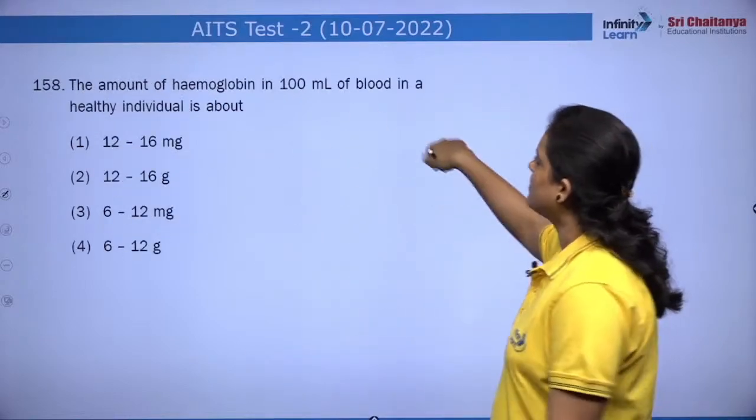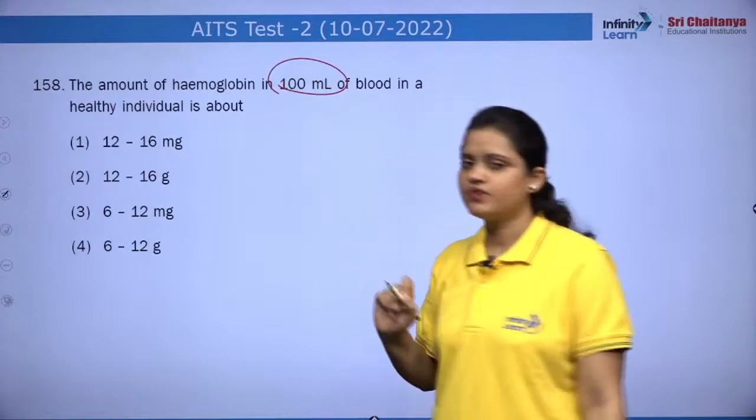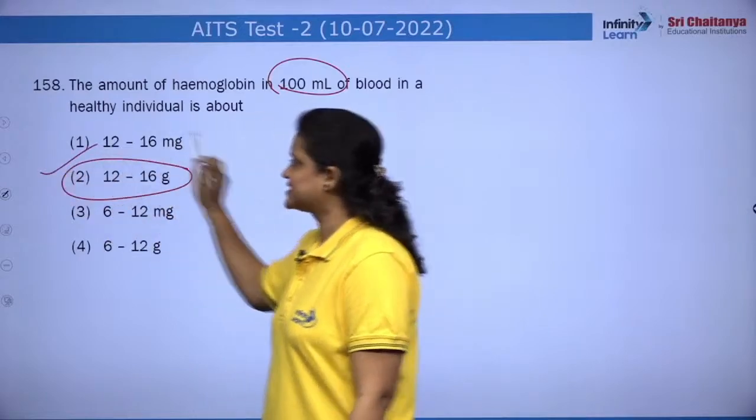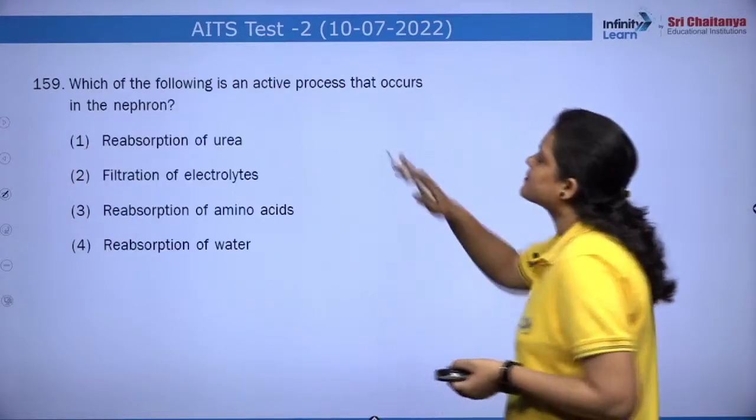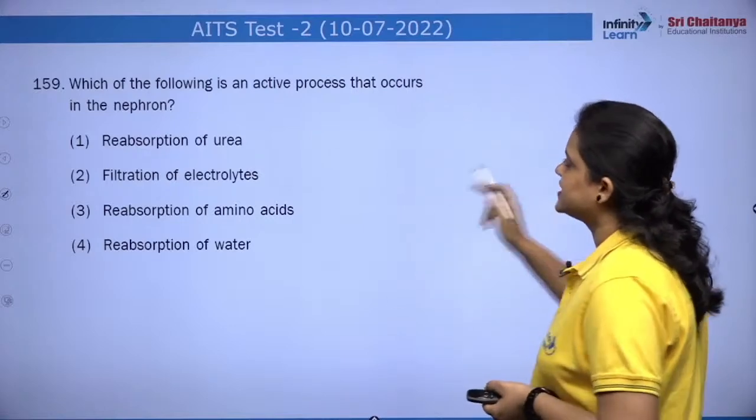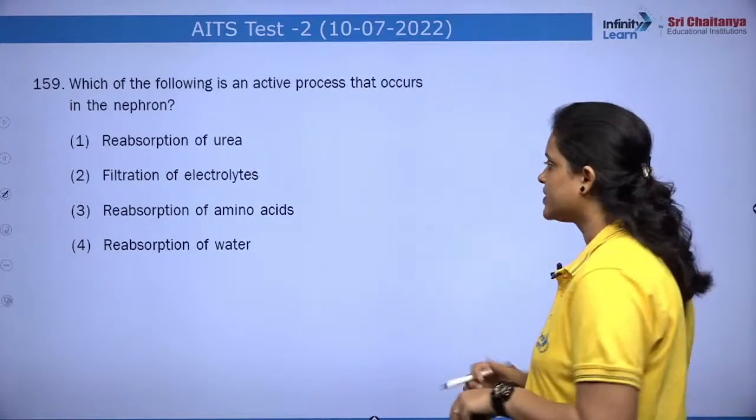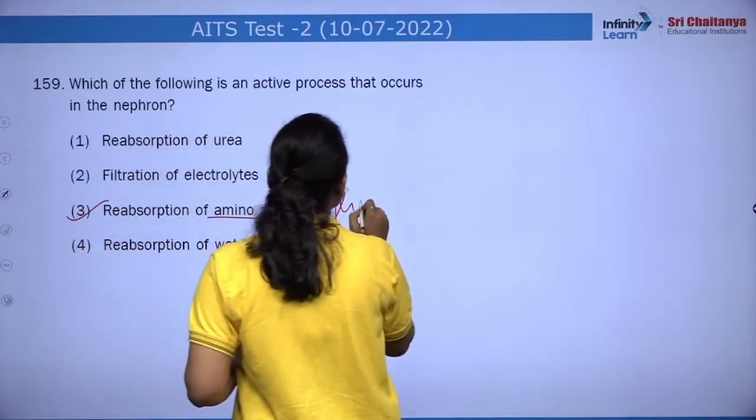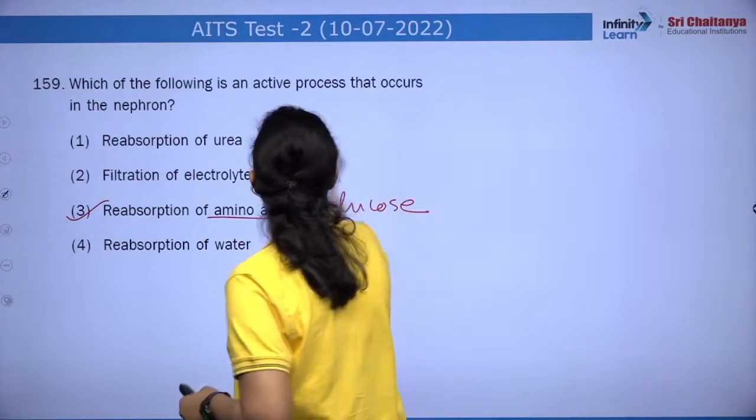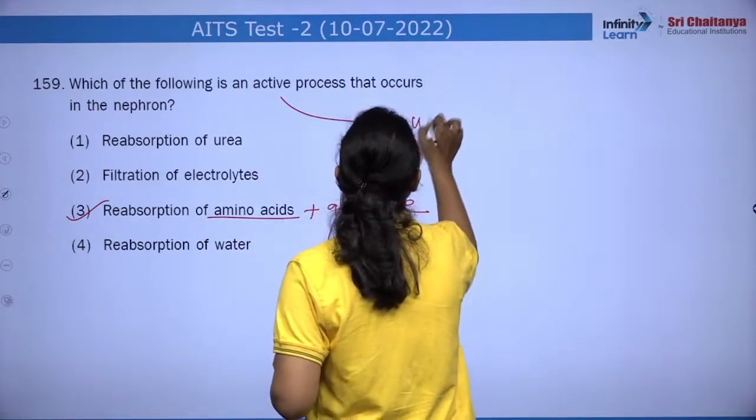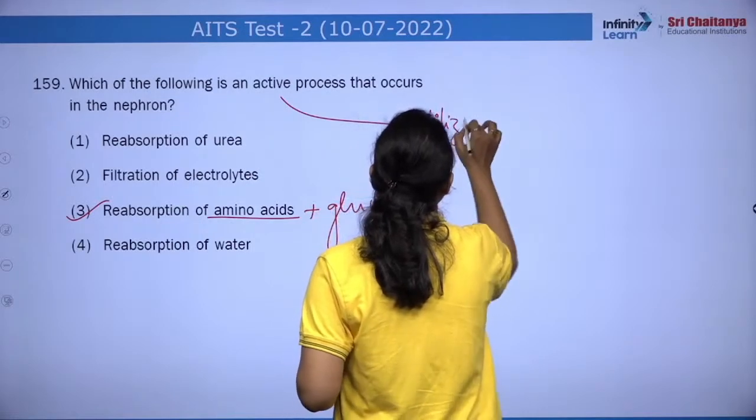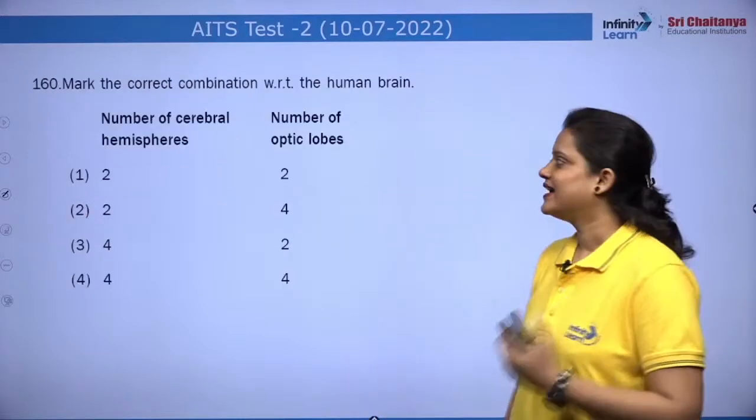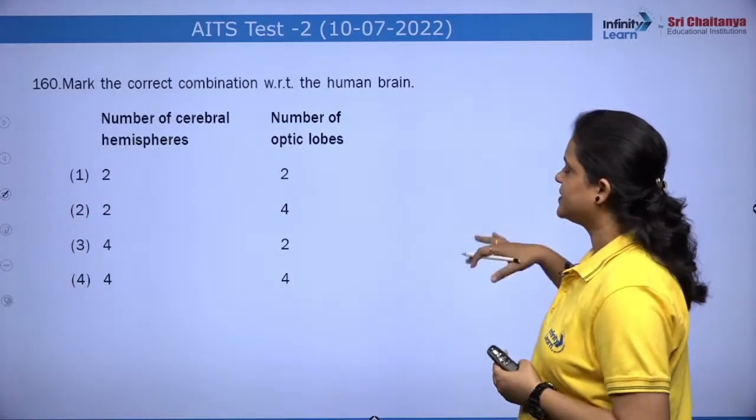The amount of hemoglobin in 100 ml of blood in a healthy individual is around 12 to 16 grams, dear students, and not 12 to 16 milligrams. Which of the following is an active process that occurs in the nephron, right? So in the nephron, reabsorption of amino acid and glucose takes place actively, that means by utilizing the ATP, right?